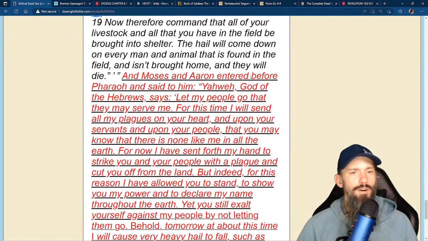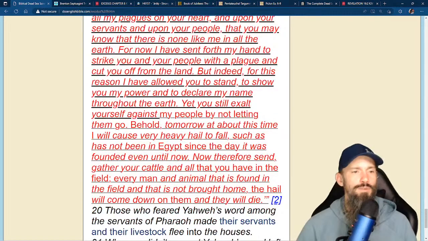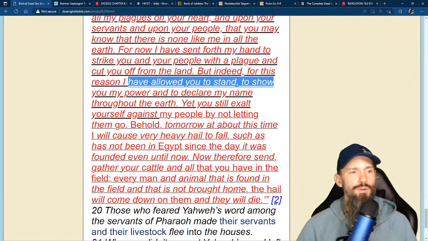And Moses and Aaron entered before Pharaoh and said to him, Yahuwah, Elohim of the Hebrews, says, let my people go, that they may serve me. For this time I will send all my plagues on your heart and upon your servants and upon your people, that you may know that there is none like me in all the earth. For now I have sent forth my hand to strike you and your people with a plague and cut you off from the land. But indeed for this reason I have allowed you to stand, to show you my power and to declare my name throughout the earth. Yet you still exalt yourself against my people by not letting them go.